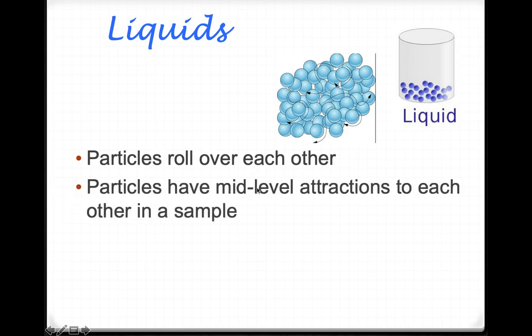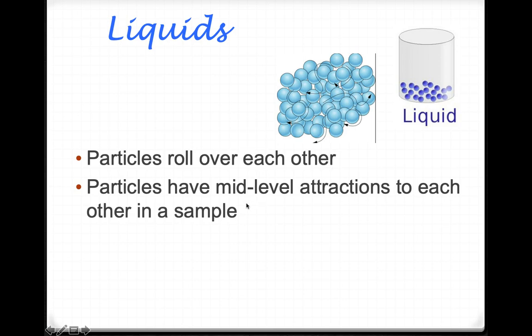They have mid-level attractions, not as highly attracted as solid particles generally are, but more attraction than when we get to gases. So mid-level attractions. And these are generic terms for generally liquids. Some liquids are more attracted particles than others. Some gases more attracted than others. Some solids more attracted than others. So there is sort of a gradient of attraction, but in general, liquid particles will have mid-level attractions.